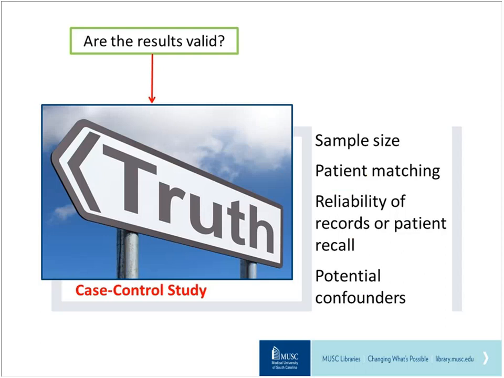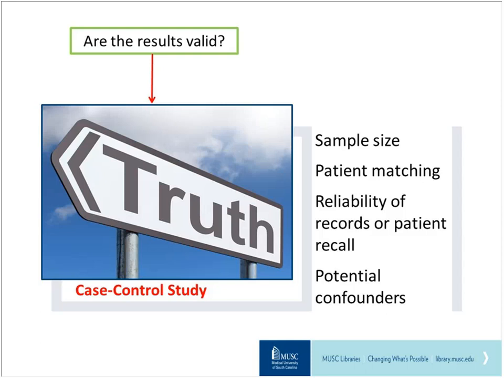Then there are case control studies, and as I mentioned before, case control studies are retrospective, so they have a very specific set of things you need to look at when you're asking the question, are the results valid? Again, sample size is going to matter, but patient matching matters even more. When it comes to patient matching for case control studies, you're trying to match controls to cases so that they are as identical as possible, save for the one exposure of interest. It's really an arduous process, and that can also affect sample size to be able to match those as closely as possible.